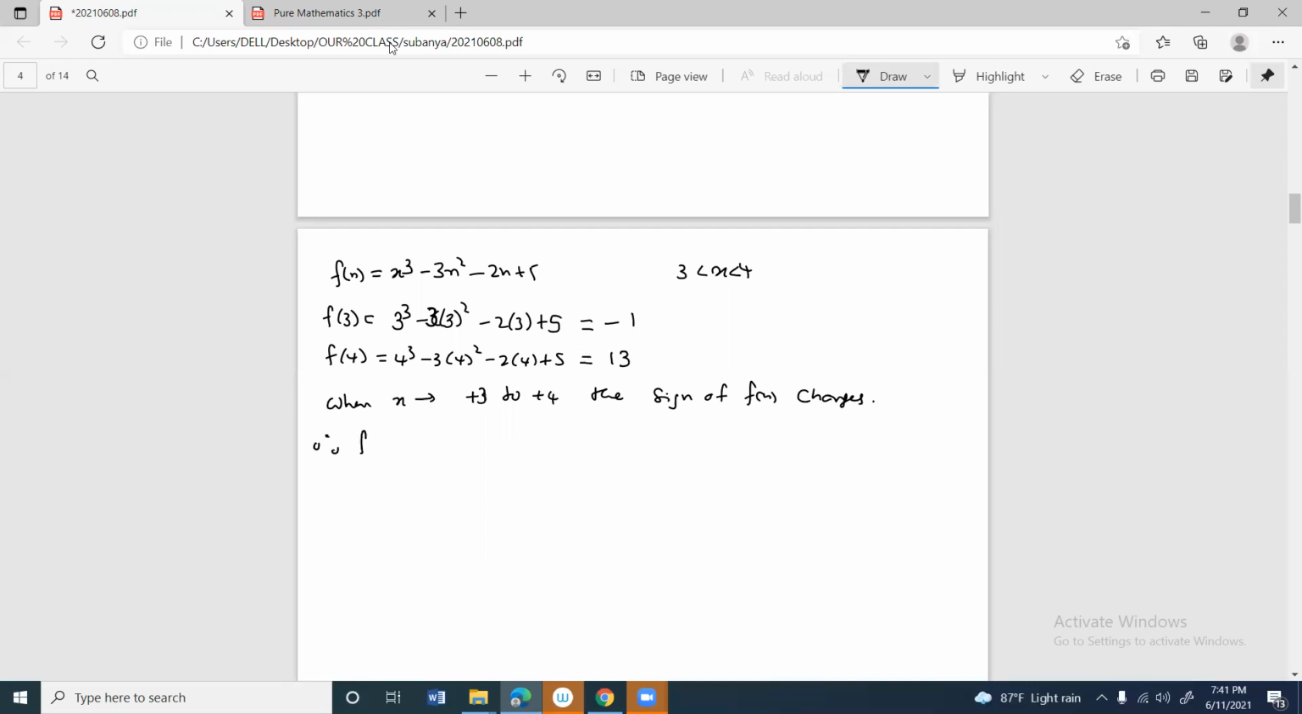Therefore, a root for f(x) exists between 3 and 4. That is the way of writing the answer for this question. That is the part A answer.